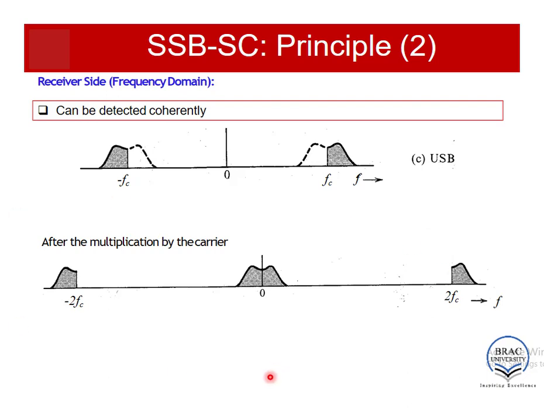Now we obviously know what to do after that. If you use a low pass filter, then this spectrum here and this spectrum here will be suppressed, and we will be left with only this thing, and obviously this is the shape of the message. That's how an SSB signal is transmitted and recovered. But now the question is how we can create the USB or LSB signal from the original message spectrum.